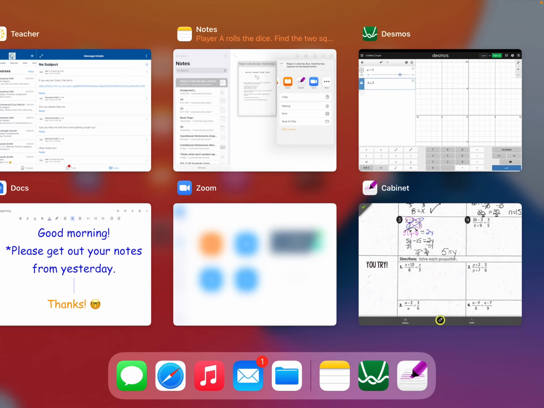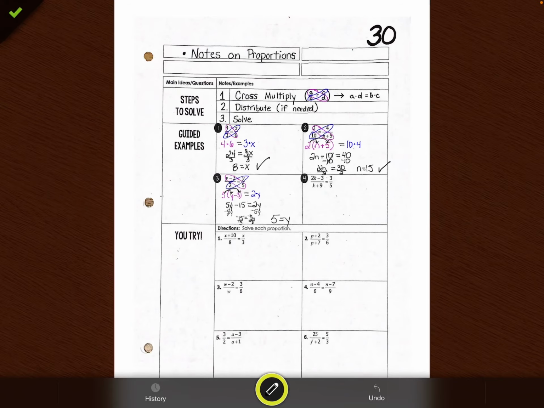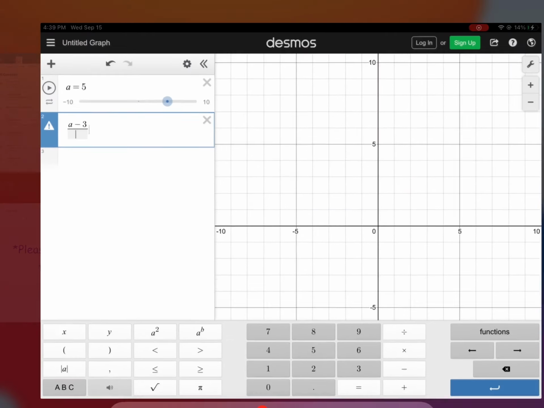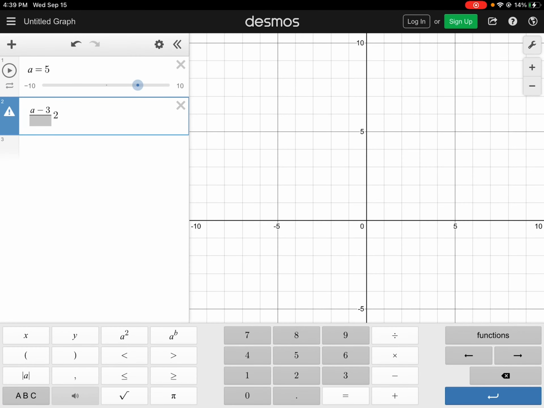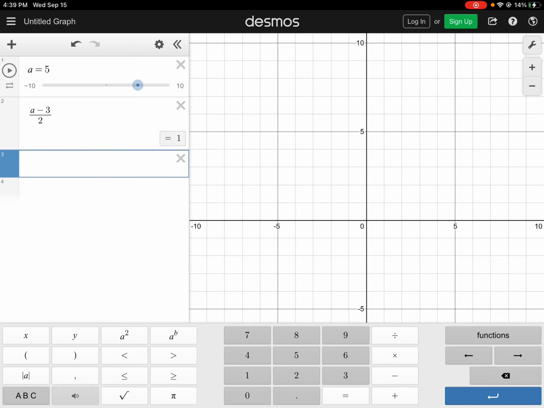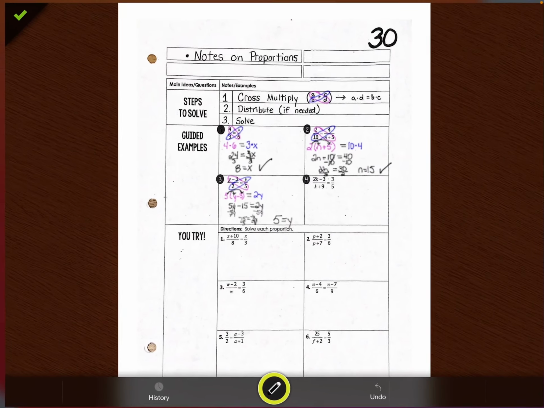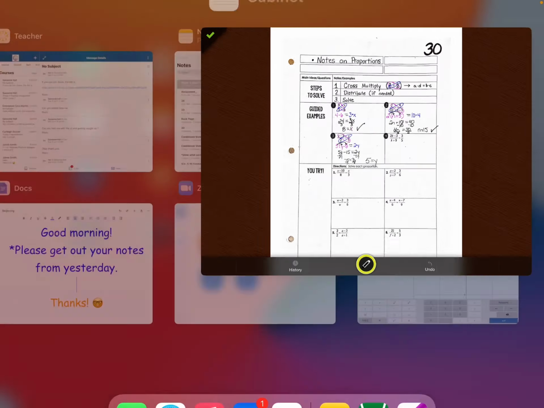Nope, I said divide by 2. Oh, sorry. Divide by 2. Okay, there we go. So 1. Then I type in what's on the left side, and that would be y divided by 5.